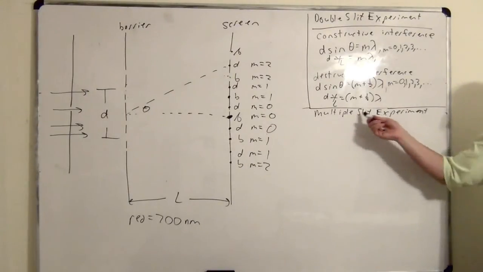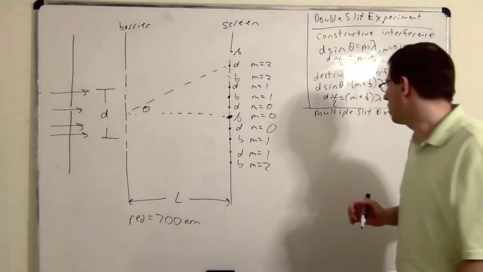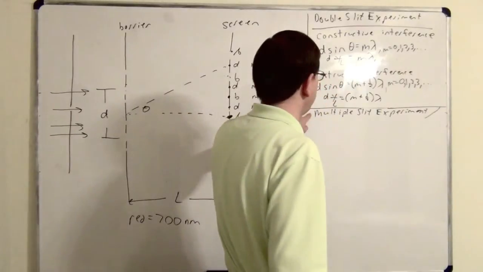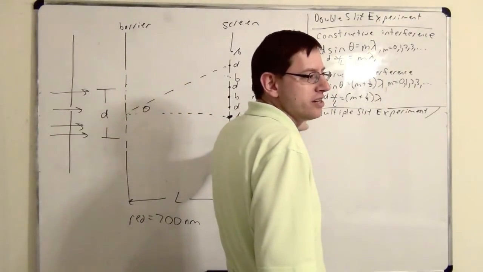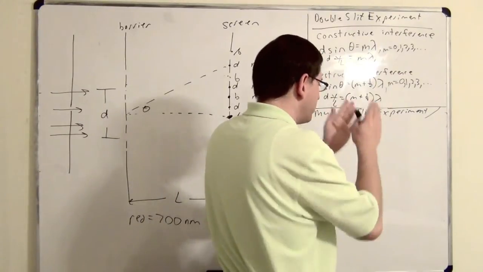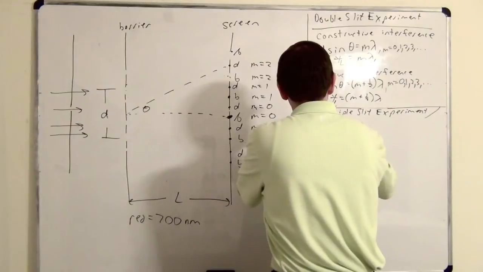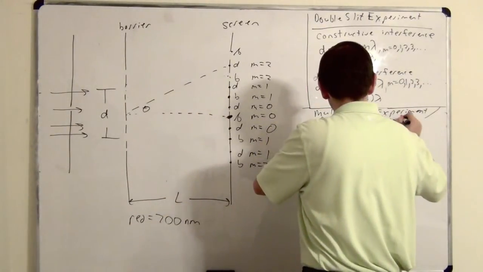Normally here we have a bunch of slits very close to each other. Another name for this: what type of apparatus do you use for a multiple slit experiment? You can use what's called a diffraction grating. A diffraction grating is something with a whole bunch of slits or lines right next to each other that light can go through. So a diffraction grating is the same thing as the multiple slit experiment.